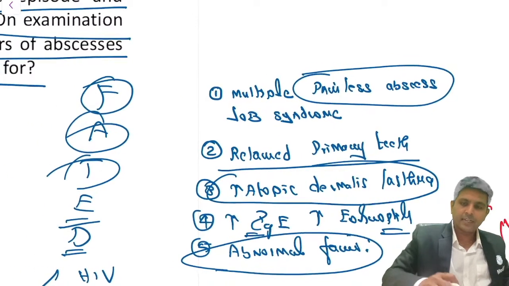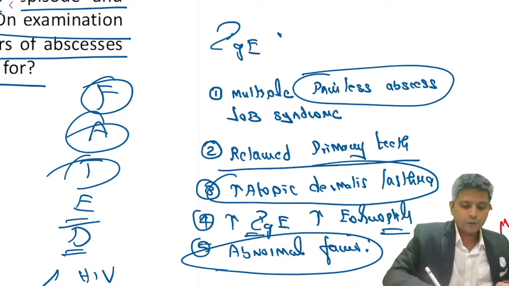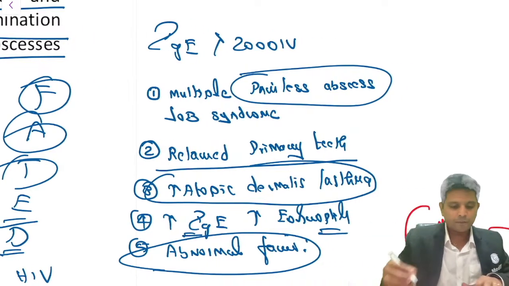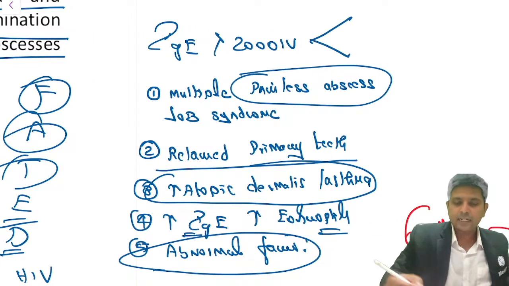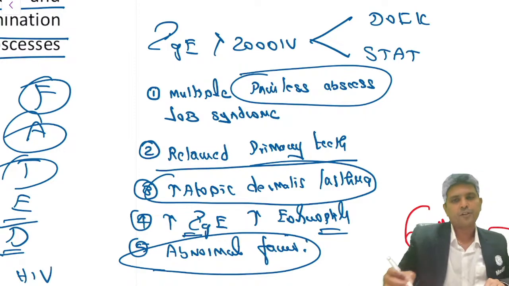So what is the investigation of choice? Investigation of choice is IgE level. Usually it will be more than 2000 international units. But right now we have genetics, in which you will look for either DOCK8 mutation or STAT3 mutation.